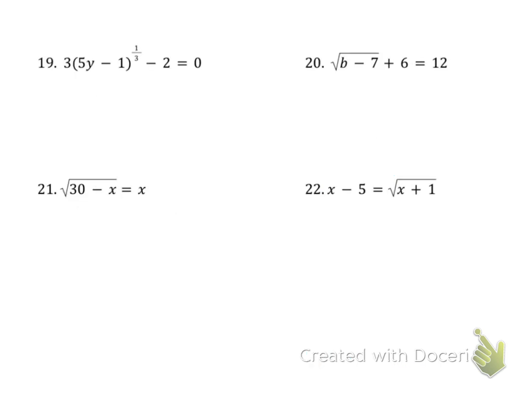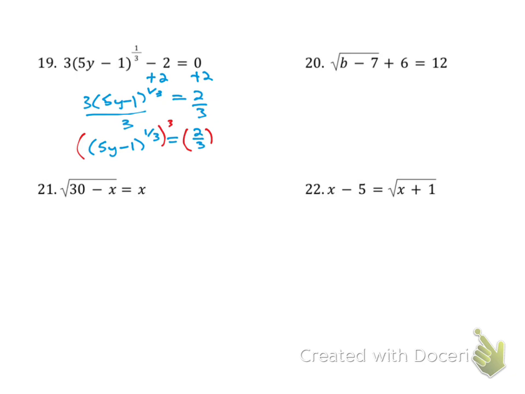Number 19, we need to isolate the radical, reverse PEMDAS. So I'll add 2. 3 times (5y minus 1) to the 1/3 equals 2. Divide by 3. (5y minus 1) to the 1/3 equals 2/3. Then from there, I will cube both sides, which gives me 5y minus 1 equals 8 over 27.